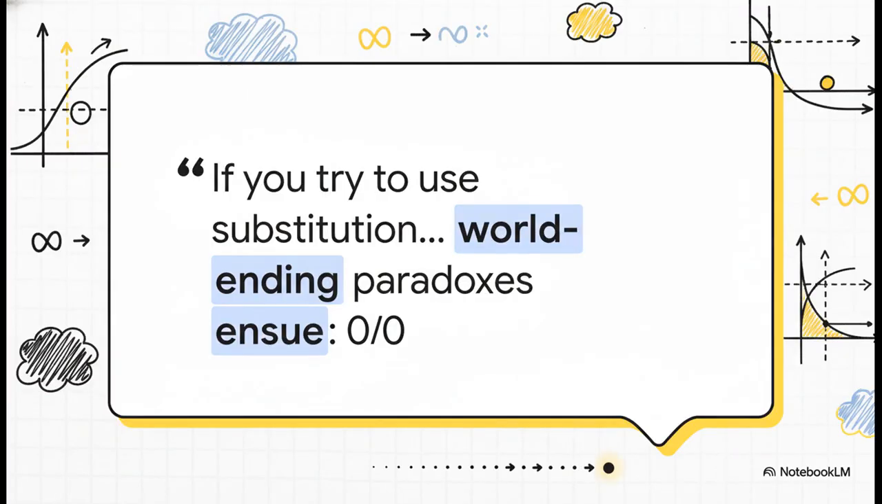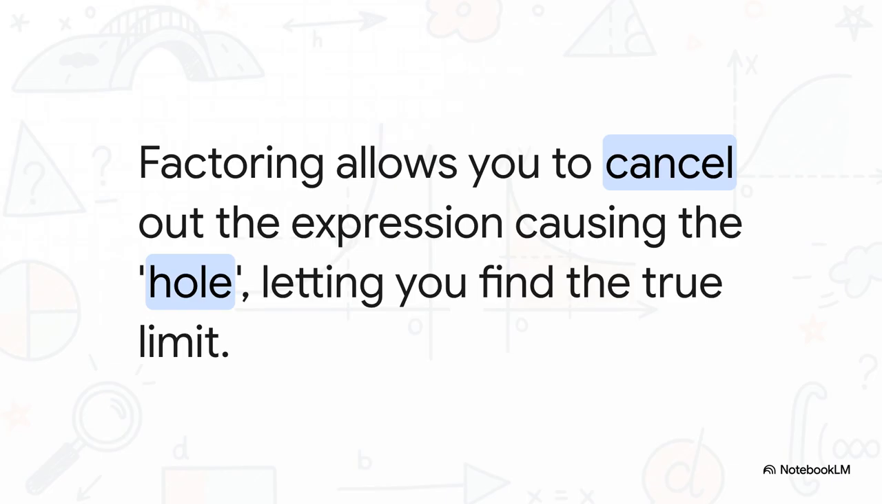I absolutely love this quote from our source material. Getting 0 divided by 0 isn't actually a world-ending paradox, but it sure feels like one sometimes, right? But really, all it is is a signal. It's the function's way of telling you, hey, there's a hole here. You can't just plug in the number directly. You've got to be a little more clever about it. And that is where factoring comes to the rescue.